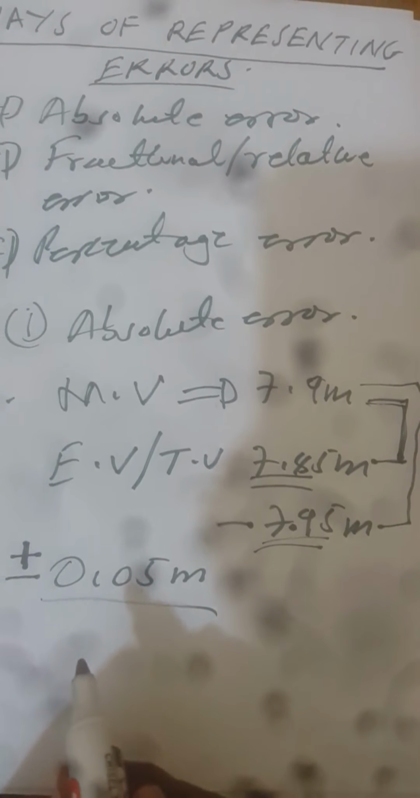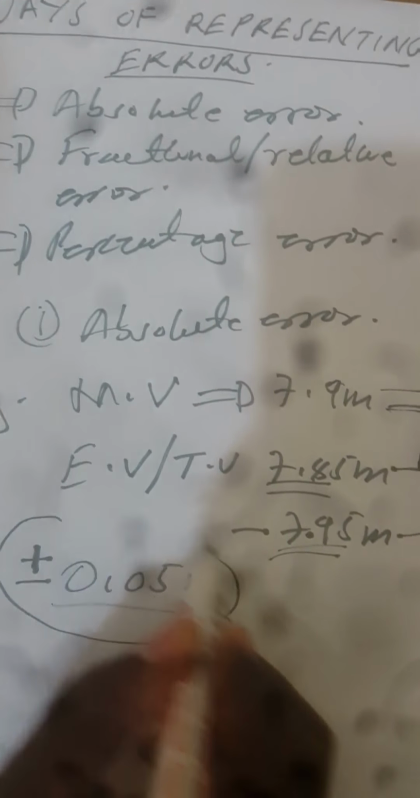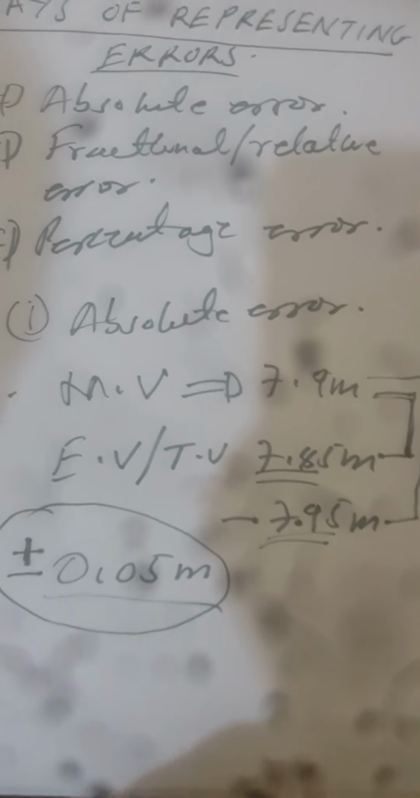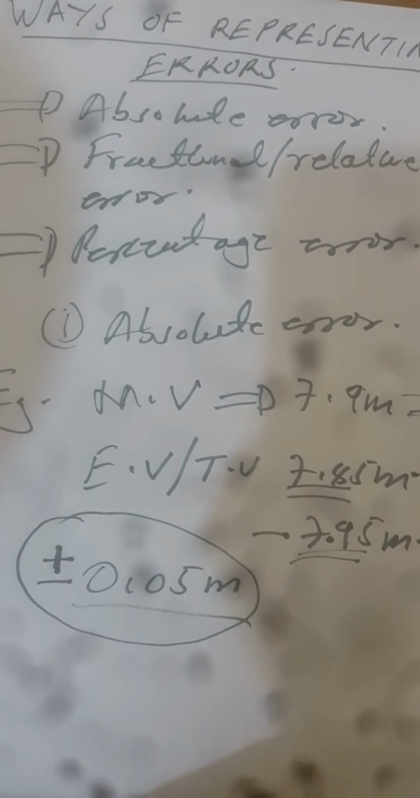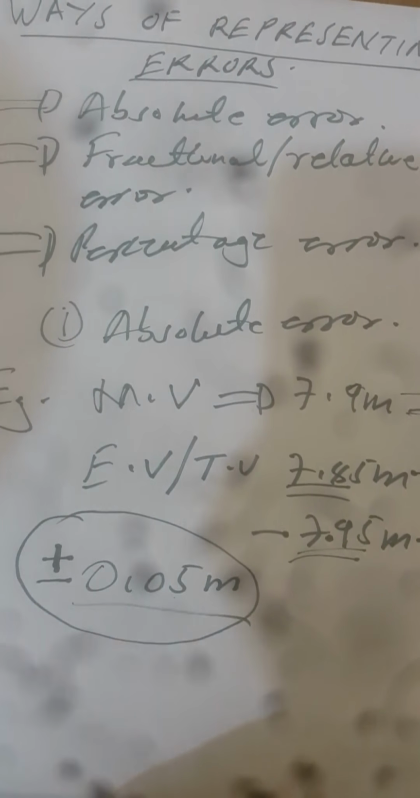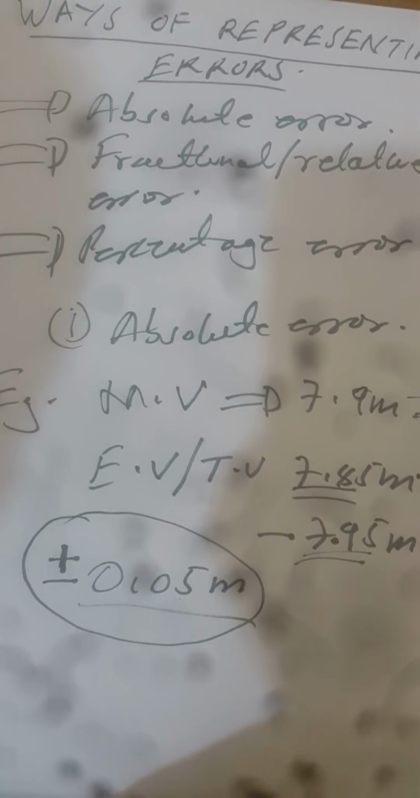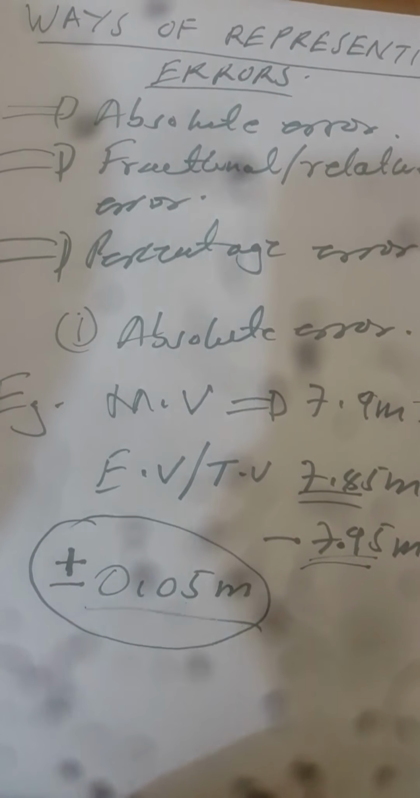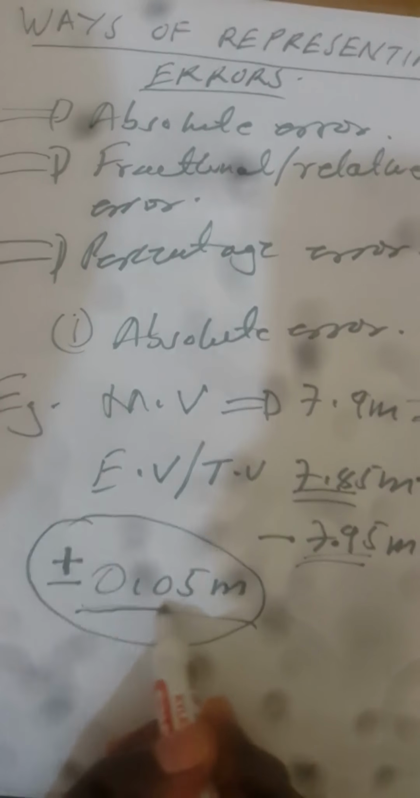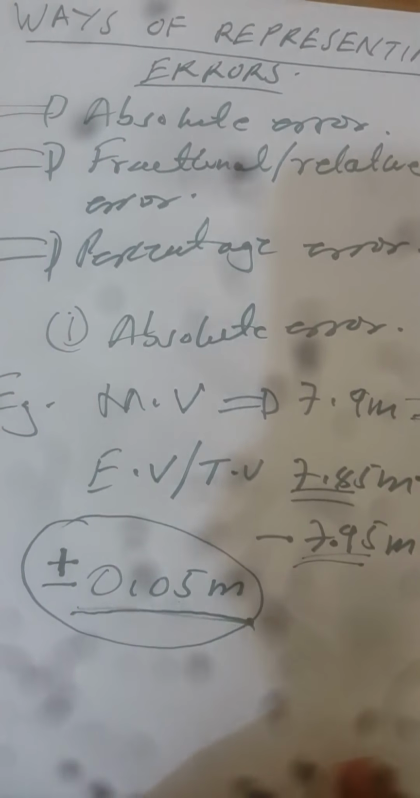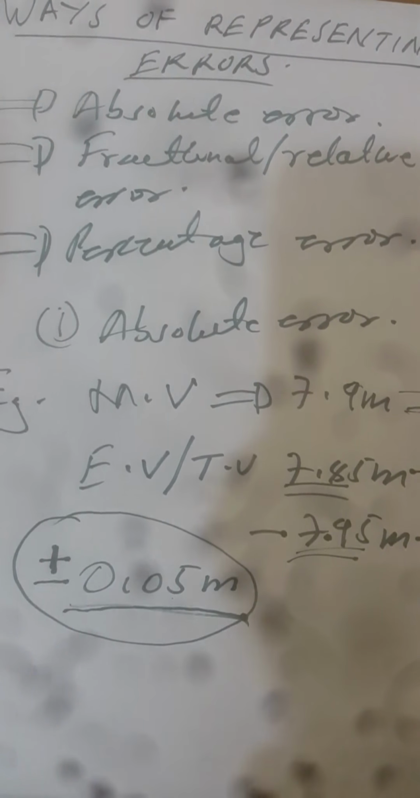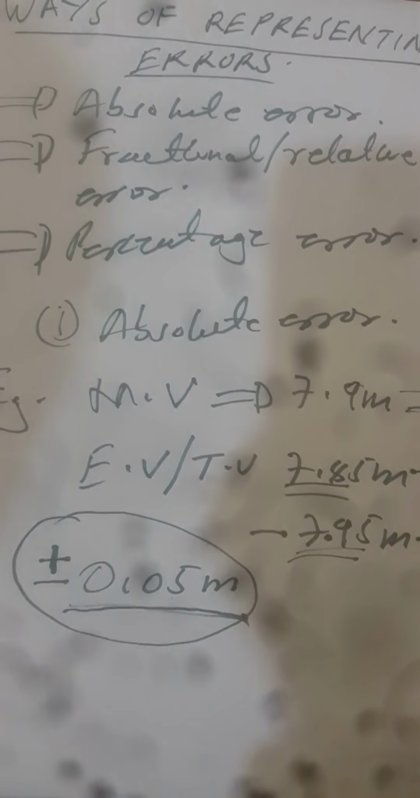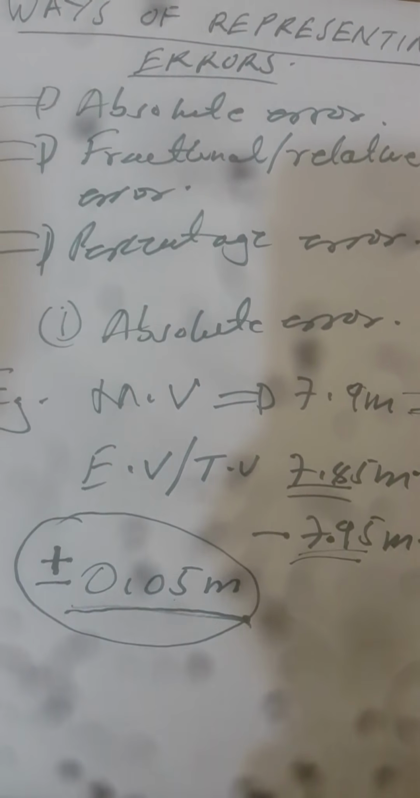So this is known as an absolute error. In order to obtain the exact value, you can add or subtract to the measured value. That value which can be added to or subtracted from the measured value is known as absolute error. That's why we say absolute error is the algebraic difference between exact value and the measured value. I hope you have understood what absolute error is.